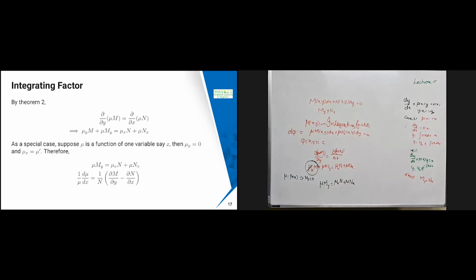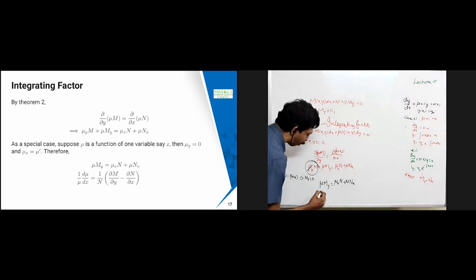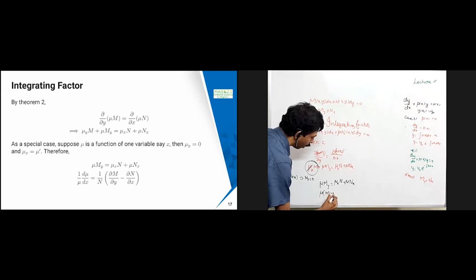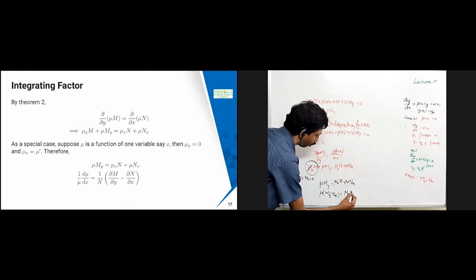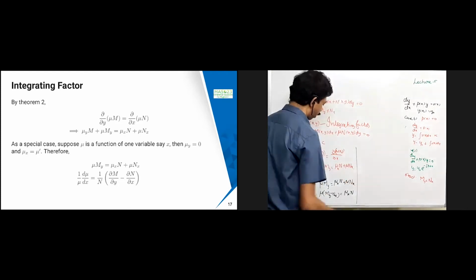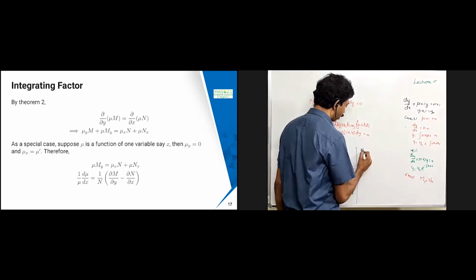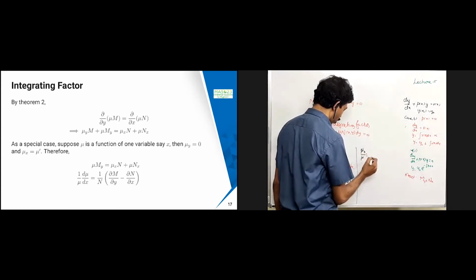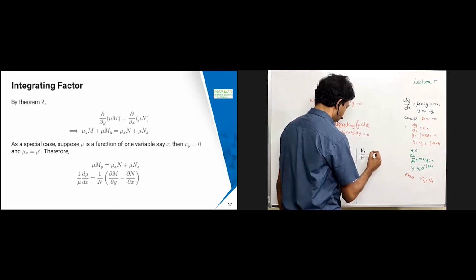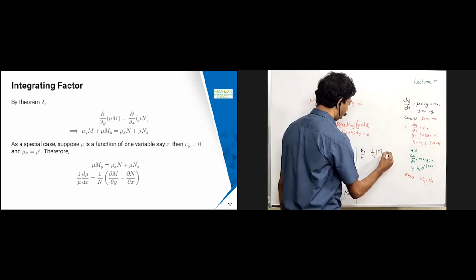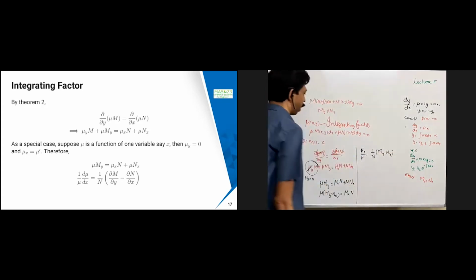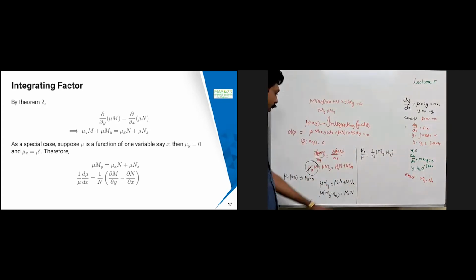Okay, so in that case, I can just club the new terms together. So nu times (my minus nx) equals nu_x times n, bringing it over here. That means nu_x by nu equals 1 by n into (my minus nx). So I am going to do the separation of variables: nu is there and this is there, so I am going to get it.